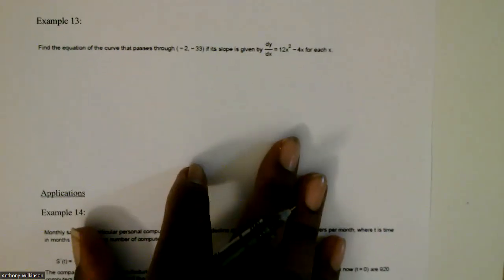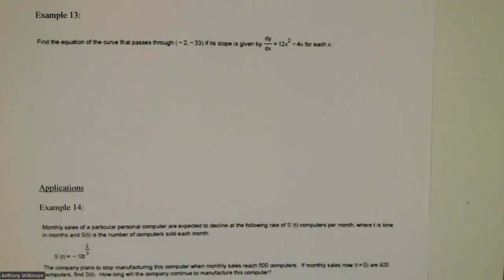And here's another one of these. Well, we're not looking for an antiderivative here. We're just looking for the equation of the curve. Here we're going to find the equation of the curve that passes through (-2, -33) if its slope is given by dy/dx equal to 12x squared minus 4x for each x.